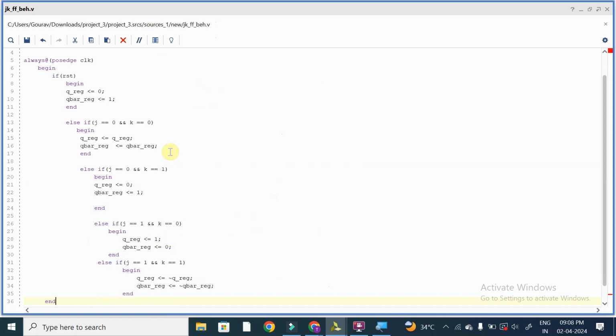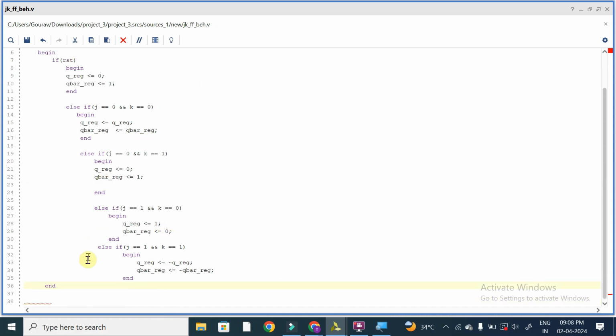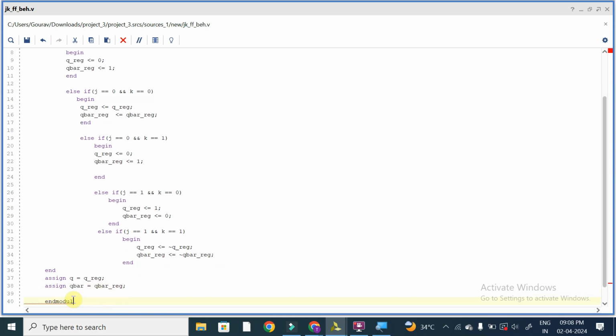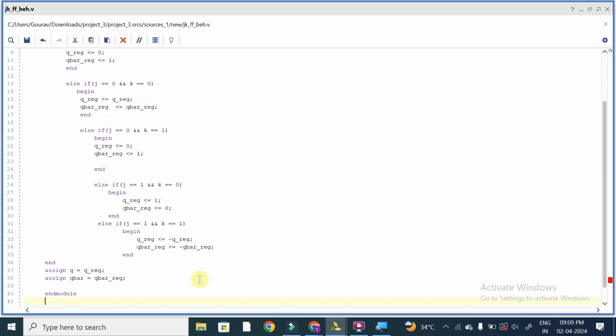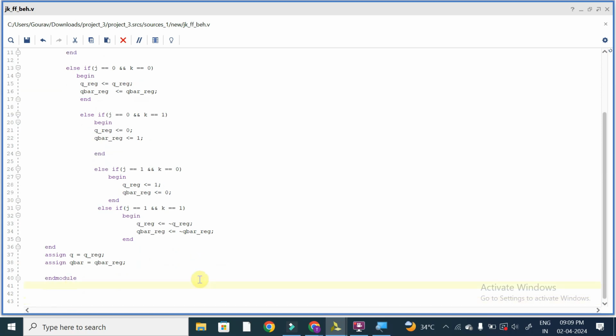So this is a Verilog code for behavioral modeling of JK flip-flop, and I will assign finally q is equal to q_reg. I cannot use non-blocking statements with the assign keyword. So q bar is equal to q_bar_reg and ending the module. So this is the Verilog code for JK flip-flop. Is it clear for everyone?